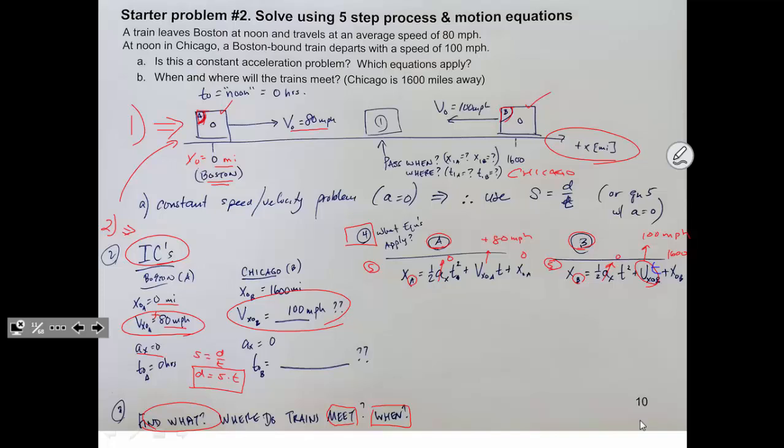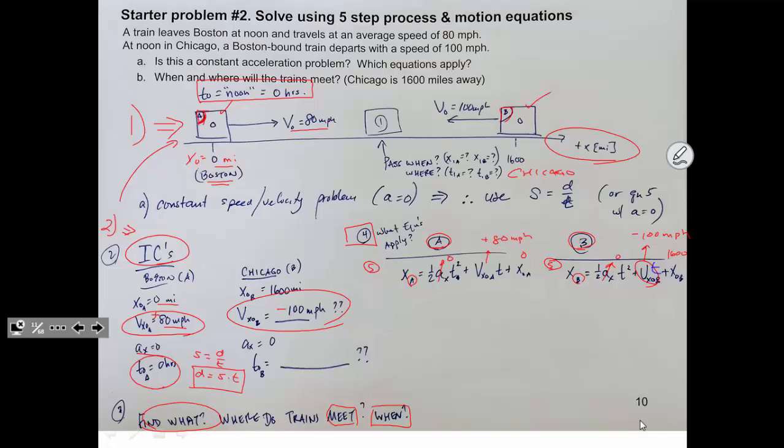So, the other thing that I made a note of down here is our time for the Boston train. It says it starts out at noon, and I defined up top here that my initial time is noon, and I called that 0. That's my time 0. And in my problem, it says at noon in Chicago, their train departs with a speed of 100 miles per hour.